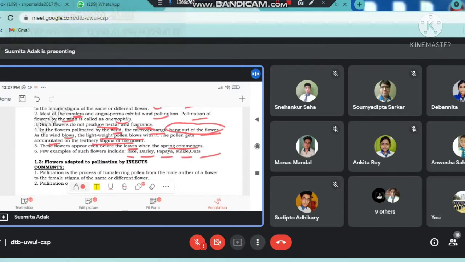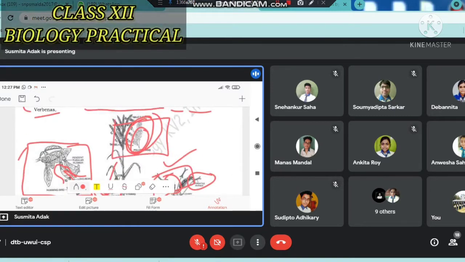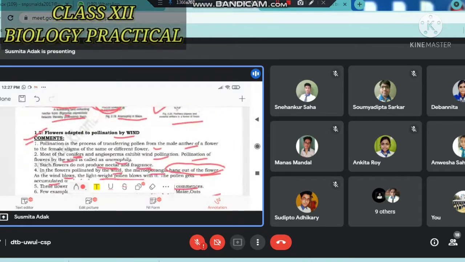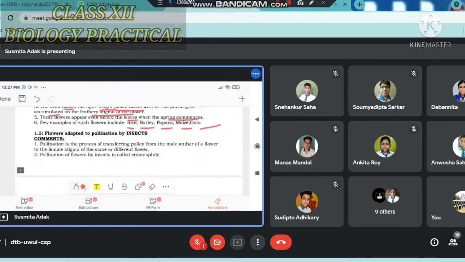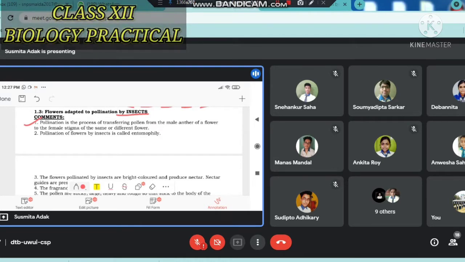So in the exam you will get pictures of these flowers. By seeing this type of flower, you can understand that it will do pollination by wind. Okay, next and the last one from this spotting is flowers adapted to pollination by insects. Here the definition of pollination is written again, and the pollination of flowers by insects is called entomophily. So we have seen three types of pollination of flowers.